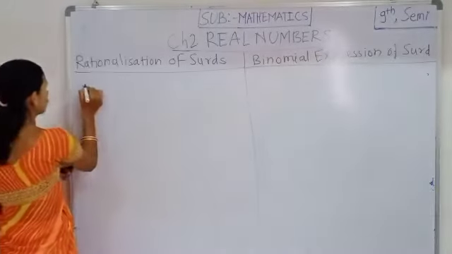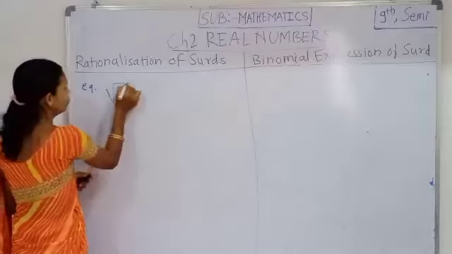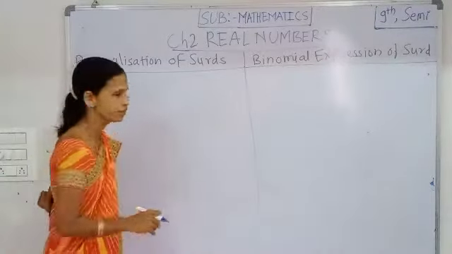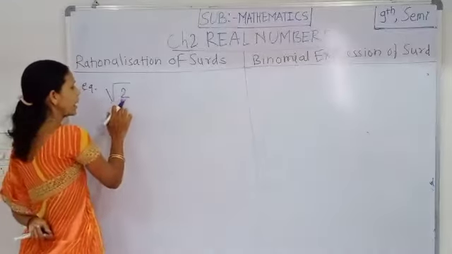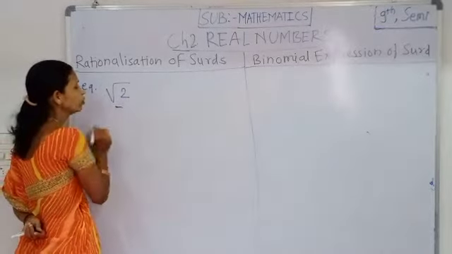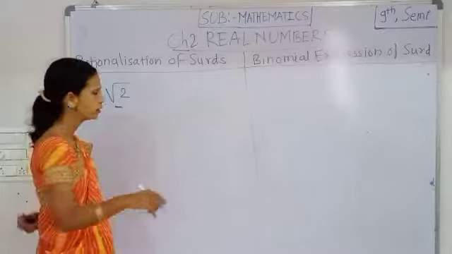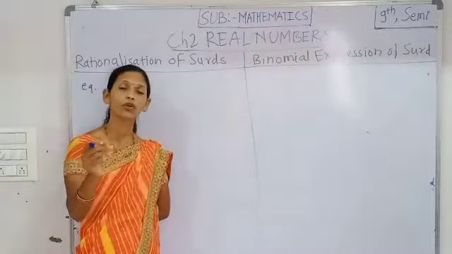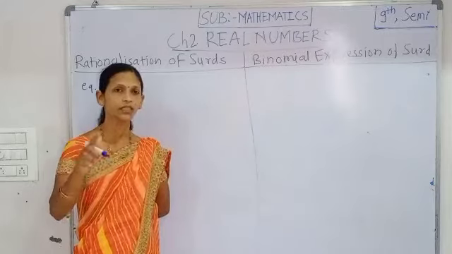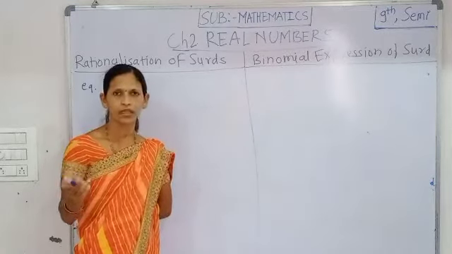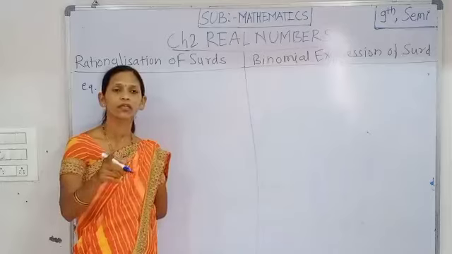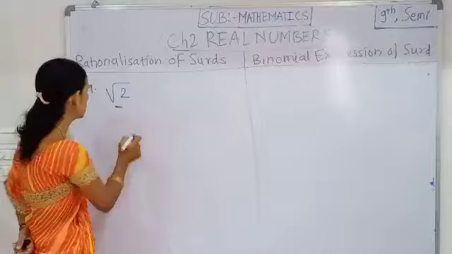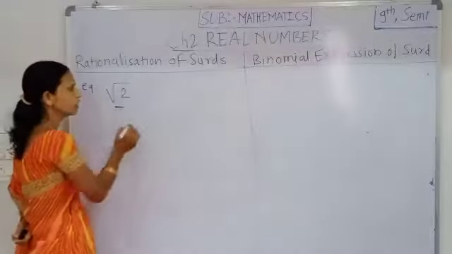For example, root 2 is an example of a surd. We have to find the rationalizing factor of that root 2. When the product of two surds is a rational number, then each surd is a rationalizing factor of the other. That means, see here, the surd root 2 is given.